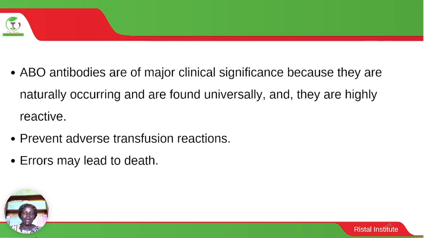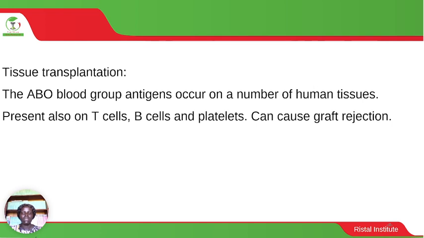ABO antibodies are of major clinical significance because they are naturally occurring and they are found universally, and they are highly reactive. So that is why in most cases when caring for patients, we consider the ABO system of blood grouping, because it's the one that is universally known to everyone. And this can help to prevent adverse transfusion reactions, and errors may lead to death. So this should be taken seriously.